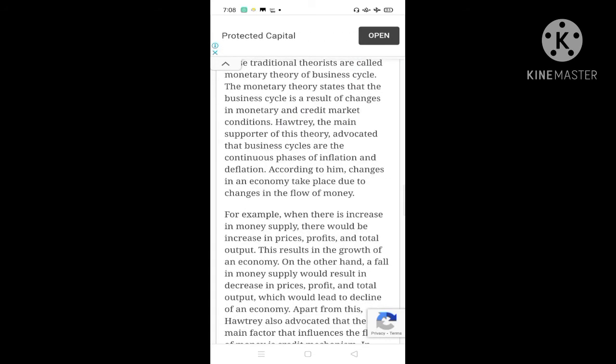when there is an increase in money supply, there would be increase in prices, profit, and total output. What is money supply? The money available in the economy. When the money available in the economy increases, prices will increase, profit will increase, total output will increase. This results in the growth of an economy. When all these increase, it will ultimately lead to the growth of an economy.